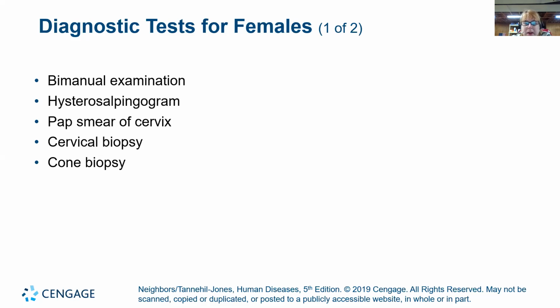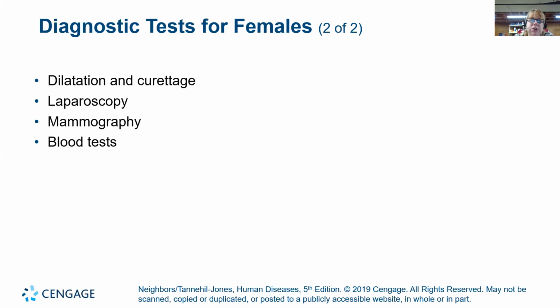A hysterosalpingogram, that's where dye is injected into the fallopian tubes to see if there's any blockage. Also pap smears of the cervix, cervical biopsies, and cone biopsies. A cone biopsy is where they take a little instrument and just scoop out some tissue. They can do it for any part of the uterus, the cervix, the vagina. It's just another way of biopsying for abnormal cells.